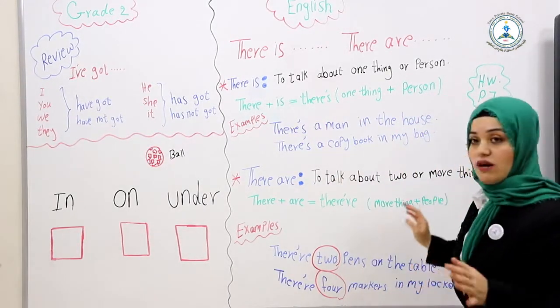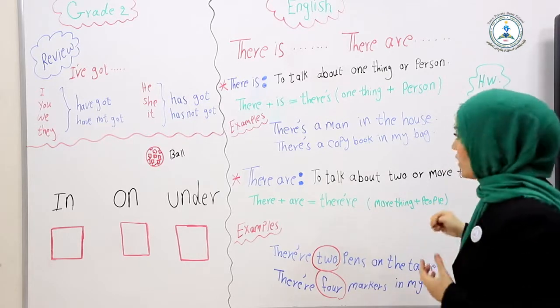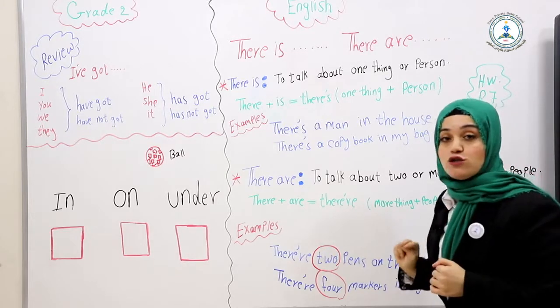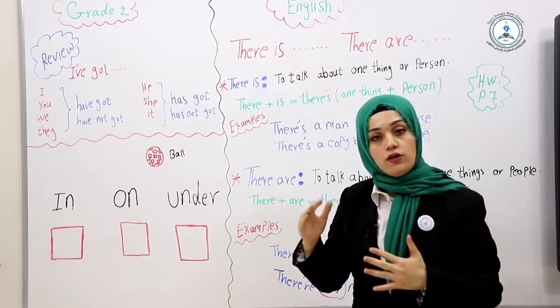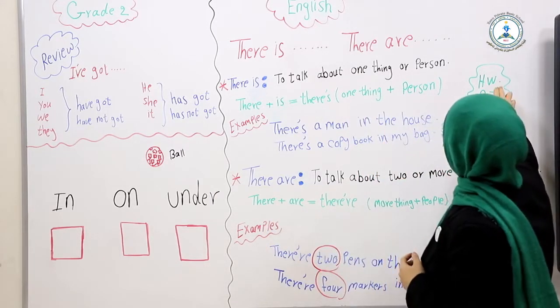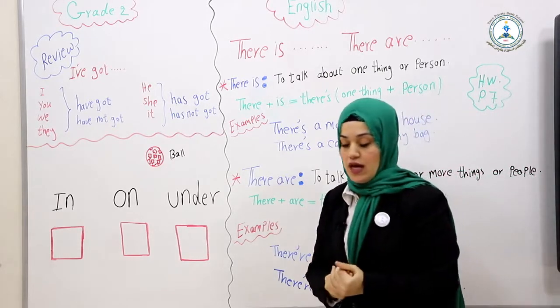And also, to not forget, we have homework from the grammar book. We have homework on page 7. Solve it from the top till the bottom. We will look at it together in the next lesson. But from the grammar book, page 7 is a homework.